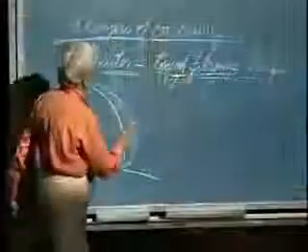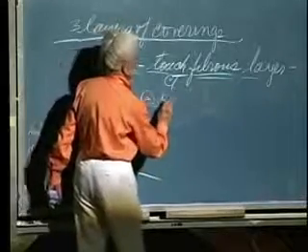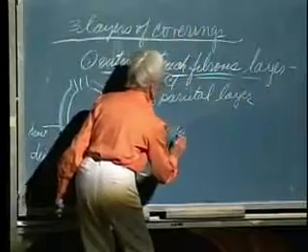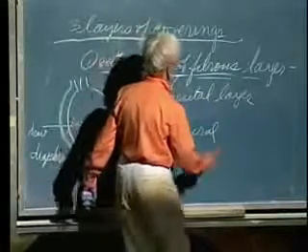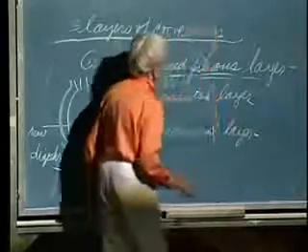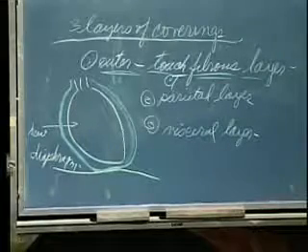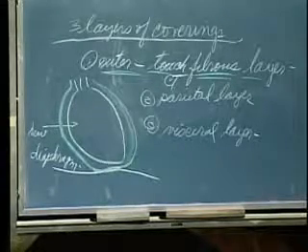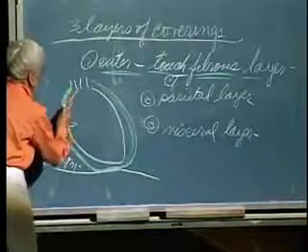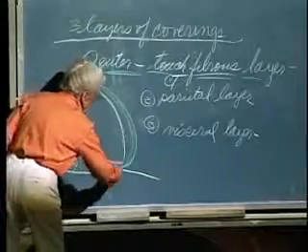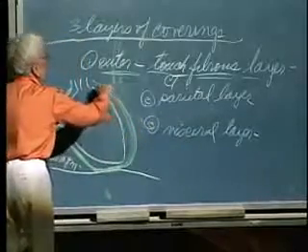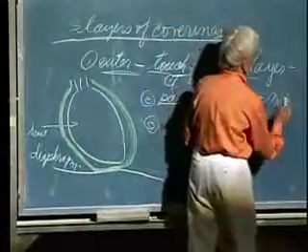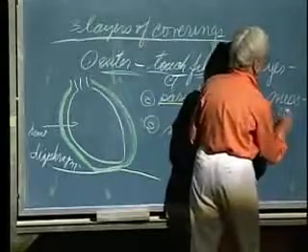Then the other layers, 2 and 3, this one is the parietal layer. And this one is the visceral layer. These are terms we introduced in the first terminology lecture. So the parietal layer means wall. It's going to be adherent to this tough fibrous layer. It's made of mesothelial cells, just simple epithelium, mesothelial cells.